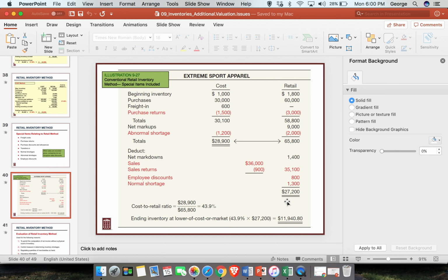So now that we found this percentage earlier, we can multiply the 43.9 by the 27.2. So 11,940 and 80 cents would be my inventory value under the retail method.